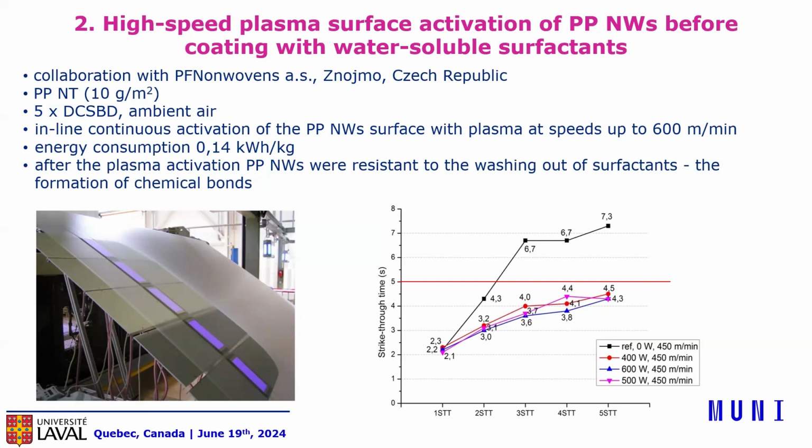We were doing the experiments at different speeds, but I present the results from the experiment done at the speed of 450 meters per minute. In this case, it was not a permanent treatment. It was activation of this textile, which means that after activation by the plasma, the textile was immersed in a solution of surfactants. But as we found out, it was sufficient to use a solution of much, much lower concentration of surfactants. So here, the test was done normally during the production of the material.